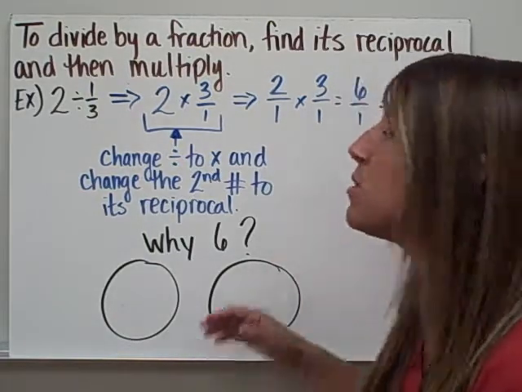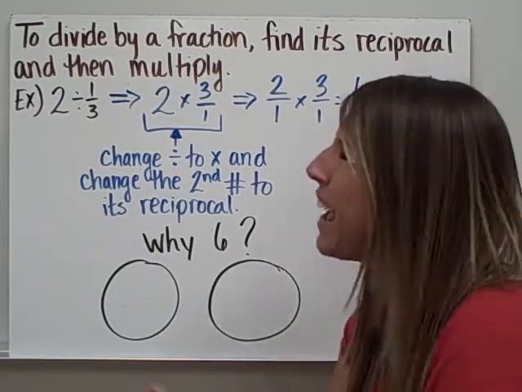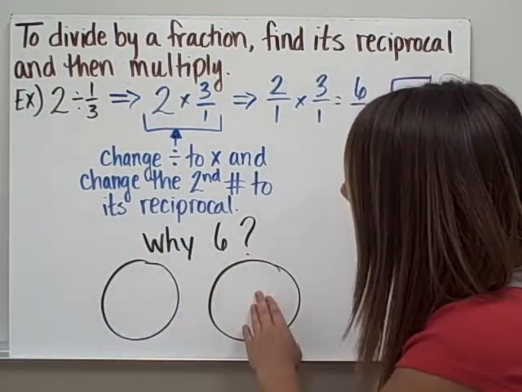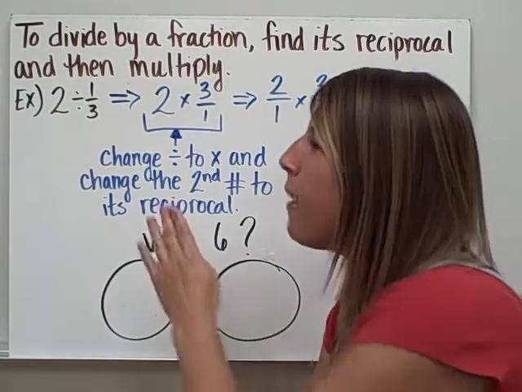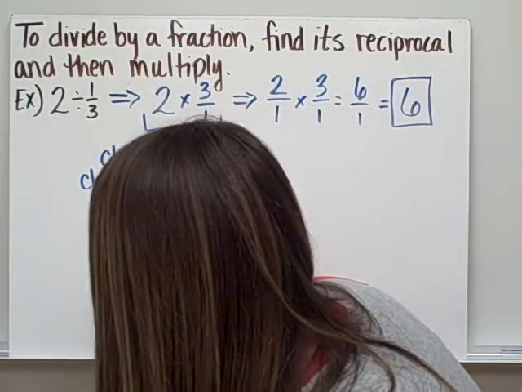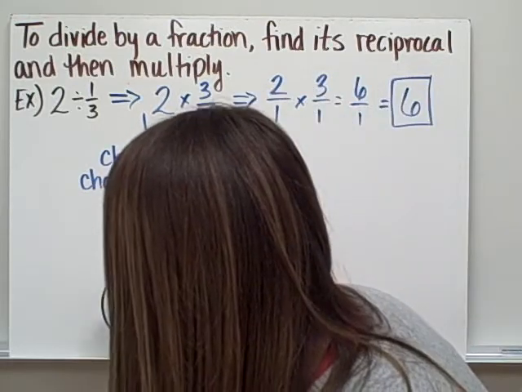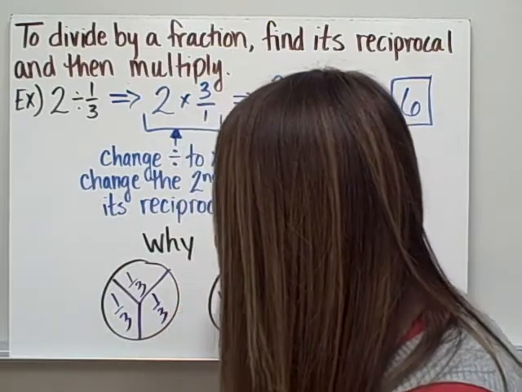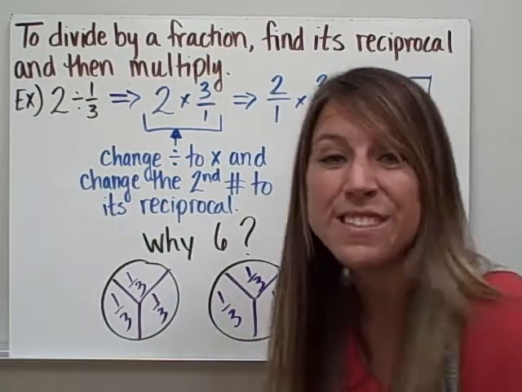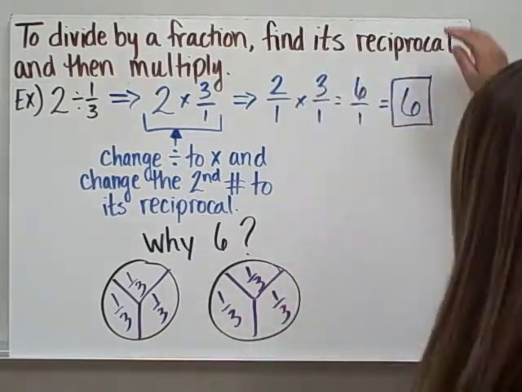You might be comfortable with also just saying 2 over 1 is 2, 3 over 1 is 3, 2 times 3 is 6. But why is 2 divided by 1/3 6? Well, if I have 2 wholes, and I'm dividing it into 1/3, how many 1/3s are there in 2? It's interesting to see that if I break up each of these into thirds, 1/3, 1/3, 1/3, there are 1, 2, 3, 4, 5, 6 of them in 2. So that might help you to understand why fraction division makes sense.